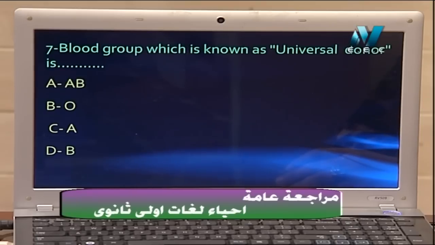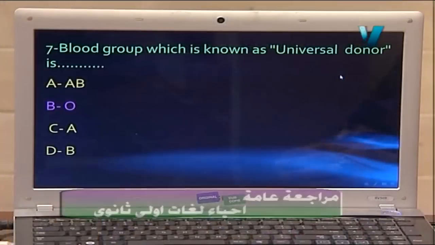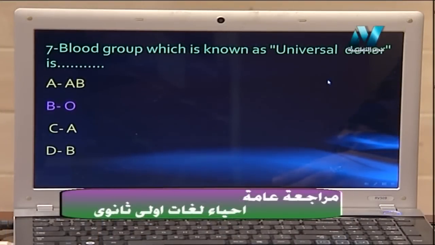Question number 7. Blood group which is known as universal donor. Do you know universal donor? It means this type of blood group gives blood to all blood groups. Which blood group do we call the universal donor? Of course, blood group O, because it has no antigen A or B, so it can give blood to all blood groups.